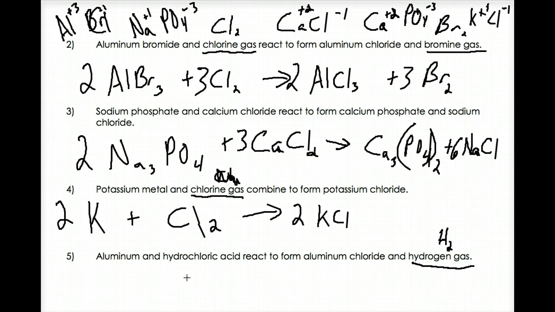Aluminum and hydrochloric acid. Hydrochloric acid. Our hydro acids are binaries. I'm going to use this area up here for scrap. Hydrochloric acid is H plus 1, Cl for the chloric, chlorine, minus 1. It's just HCl.